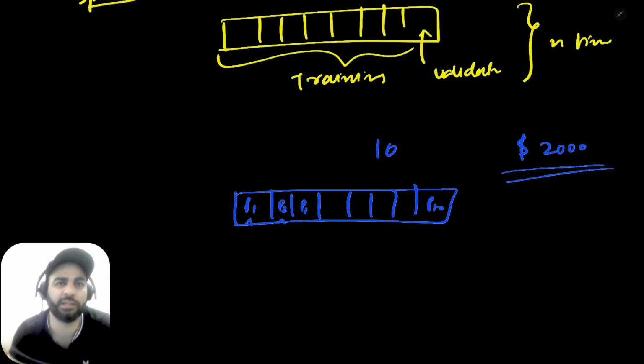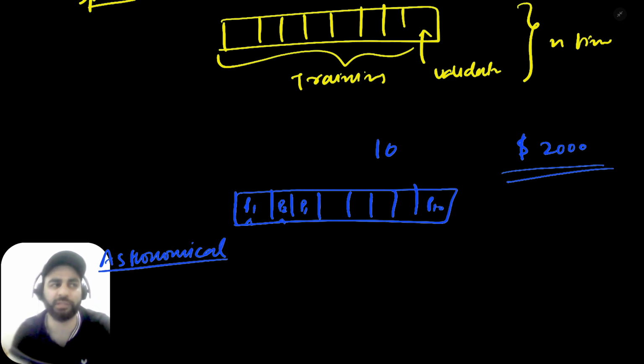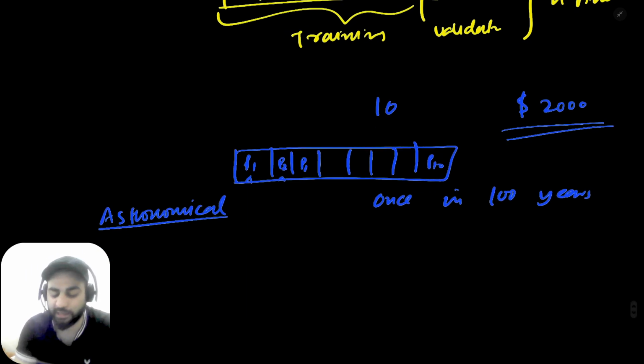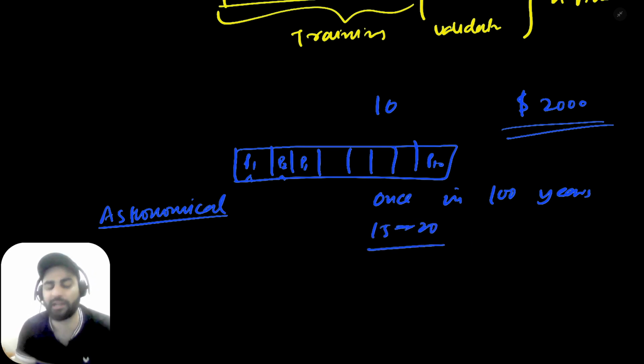Or, for example, you are capturing data and that event is very rare. For example, astronomical data. Let's suppose you are watching the stars and galaxies, and sometimes an event happens once in 100 years. Now how many data points will you have? You will have hardly 15 to 20 data points of that. And you want to train a model based on only these 15 to 20 data points.